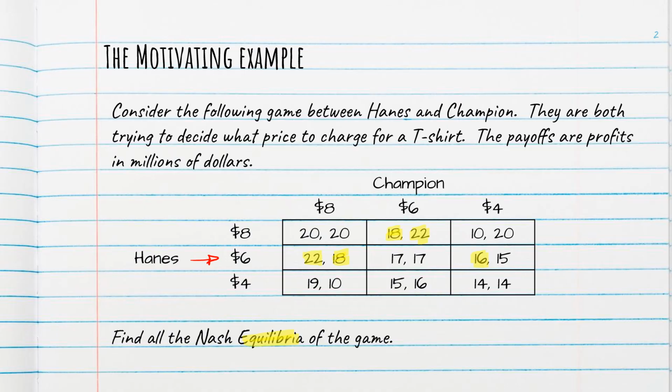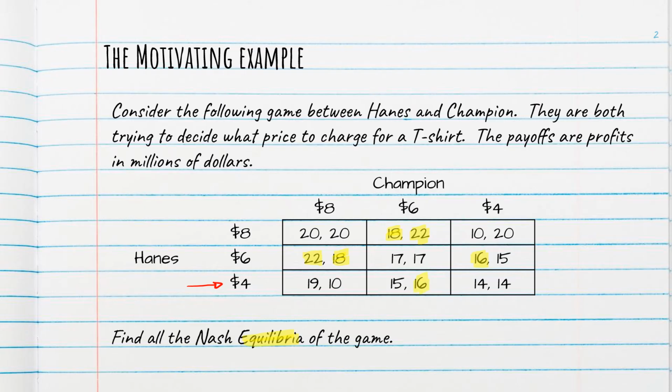Let's finish things off and then we'll formalize the results. Final step, we ask ourselves, I'm Champion, what should I do if I think Haynes is going to charge a price of $4? In this case, again, we compare across columns 10 to 16 to 14. It's clear that the payoff maximizing response for Champion is to set a price of $6 and get a payoff of 16. So let's erase these circles and highlight that 16.